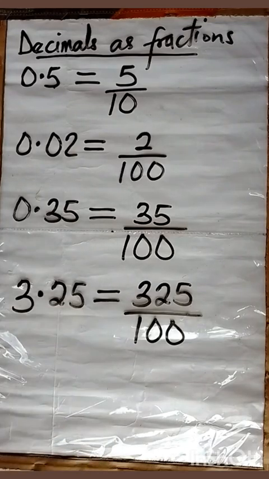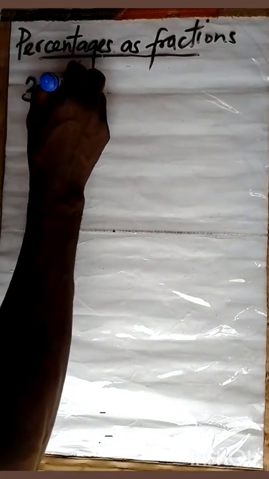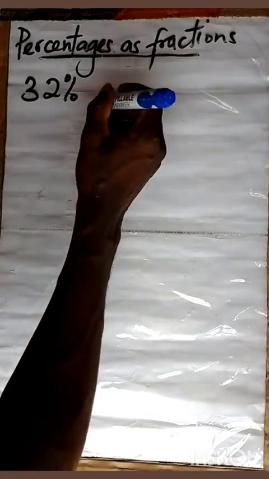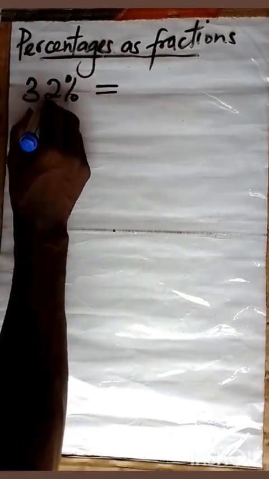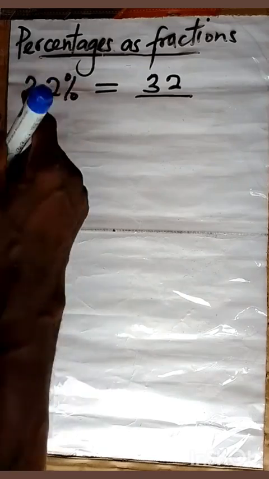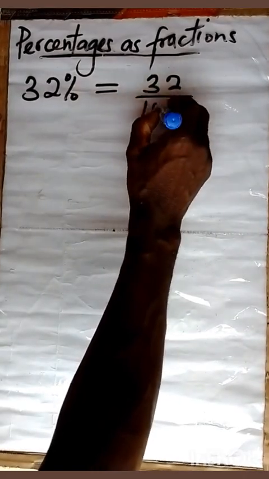Now, let's look at the percentage side. How percentages as well become fractions. Percentages as fractions. Take for instance, if I have, say, 32%. 32% is the same thing as saying 32 divided by percent. Percent is 100. So we say divided by that 100.